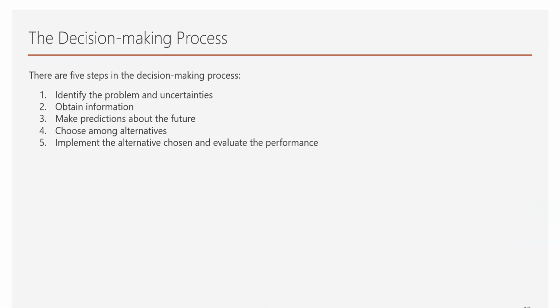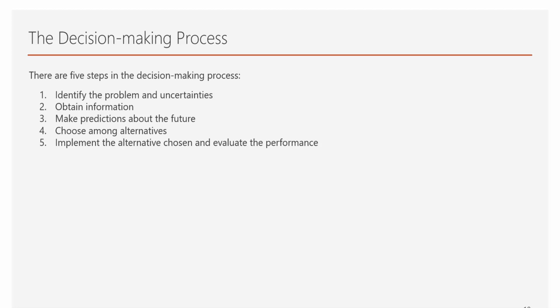And in the decision-making process, there are 5 steps. First of all, when we're making decisions, we've got to figure out what is the problem. What is it we're trying to solve? What is the uncertainty that we're trying to build certainty into? Once we've identified the problem, we want to get as much information as we can, and the reason for that is we need information so that we can analyze the situation. And once we get the information, we'll analyze it. We'll make predictions about the future.